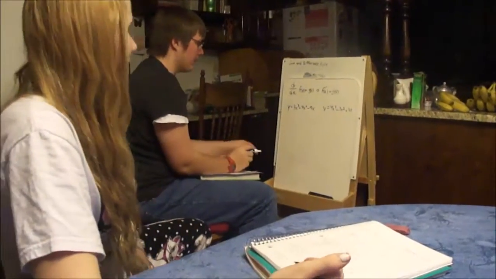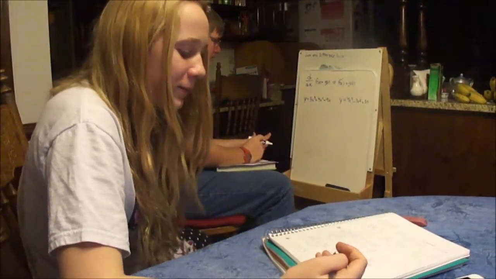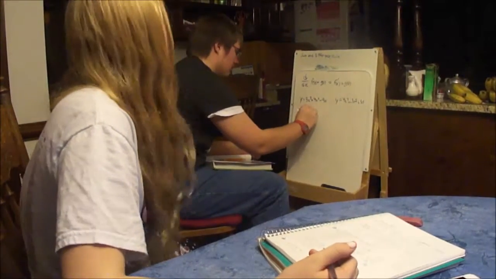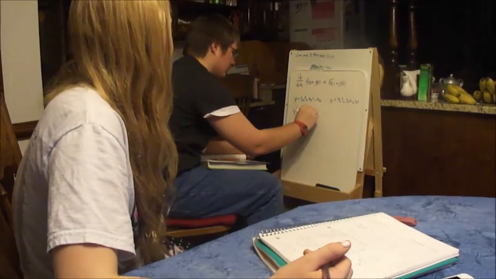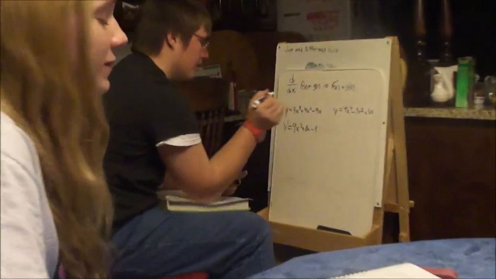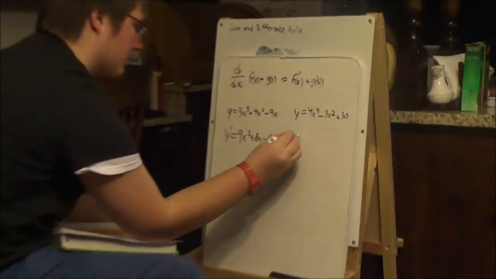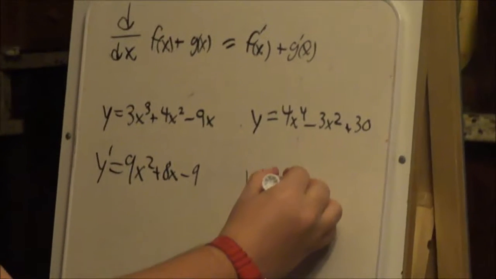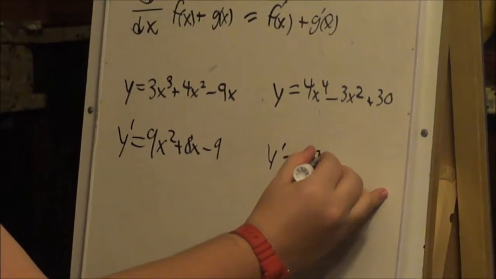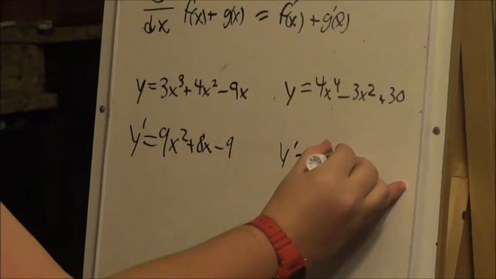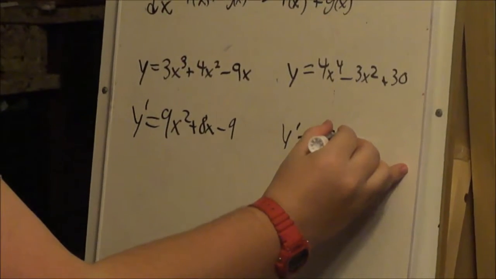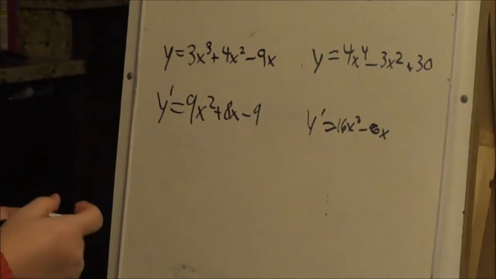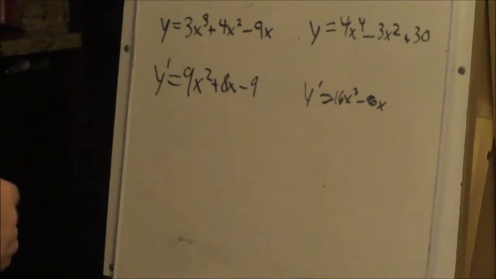Okay, so what did you get for the first one? I got y prime equals 9x squared plus 8x minus 9. That's right. Basically, the next one. I got y prime equals 16x cubed minus 9x. I mean 6x, sorry. I read that wrong. Okay, that's correct too.